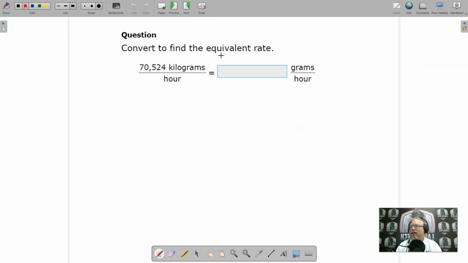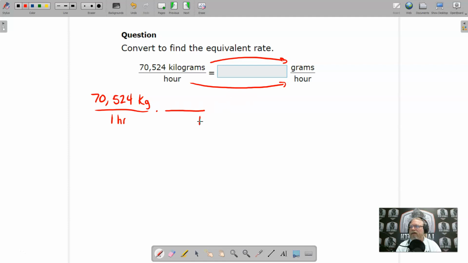I was thinking maybe this is finally my last one, but apparently not. I got plenty of these here for examples. So we want to go 70,524 kilograms in 1 hour. And we need to get to grams over hours. So we just need a conversion factor to take us from kilograms over to grams.